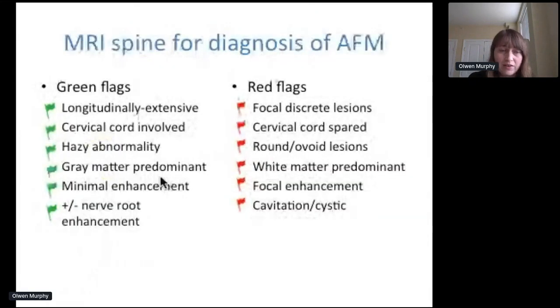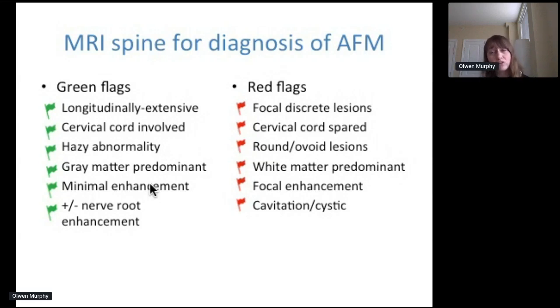So to summarize, the green flags that suggest a diagnosis of AFM on an acute MRI study are a longitudinally extensive lesion, often involving the cervical cord. The abnormality tends to be hazy and predominantly in the grey matter, with minimal enhancement of the parenchyma, but with possible nerve root enhancement.